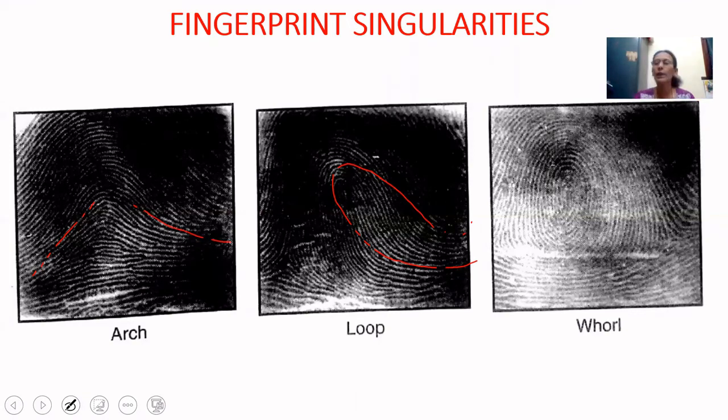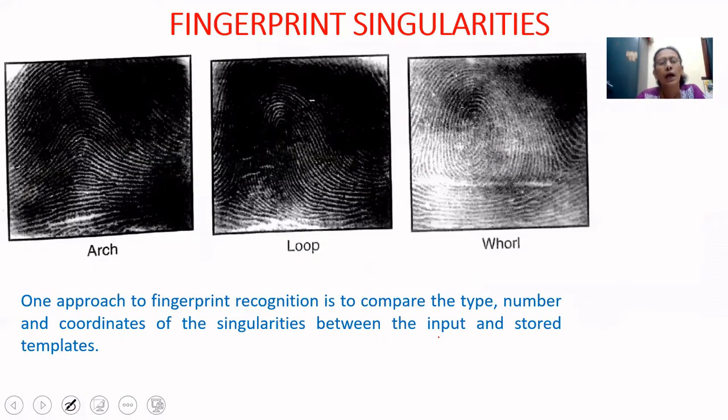The third singularity is a whorl. Here you find closed circles or spirals. Those are what are called whorls. These are the different patterns that you see on a fingerprint, and they are used as biometric samples. One approach to fingerprint recognition is to compare the type, the number, and coordinates of the singularities between the input and stored templates. There are many mechanisms and devices used for doing all this.